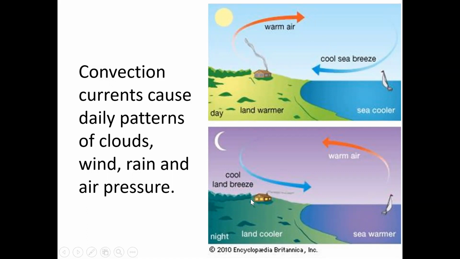You can see the reverse happens at night. Because water has a very high specific heat capacity, at night, the sea is usually warmer and the land is cooler. And you can see the direction of the convection current reverses. So this is why we feel breezes. This is why we have wind. This is why we have even really extreme weather like hurricanes.